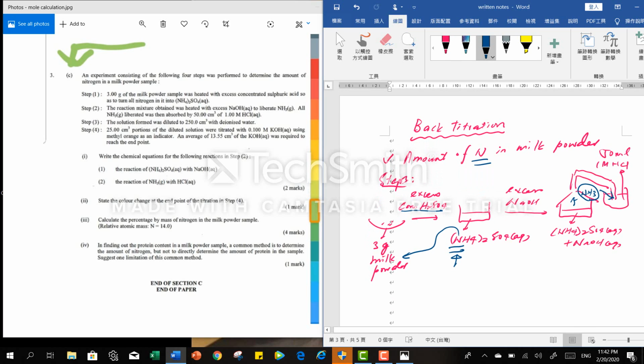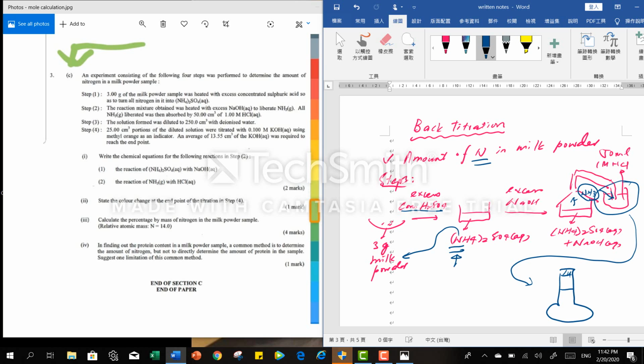The solution formed was diluted to 250 ml with deionized water, so that this one will then become this one after absorbing NH3. And then what we're doing is we extract 25 ml out, and then we titrate it against the 0.1 M KOH, with 13.55 ml.